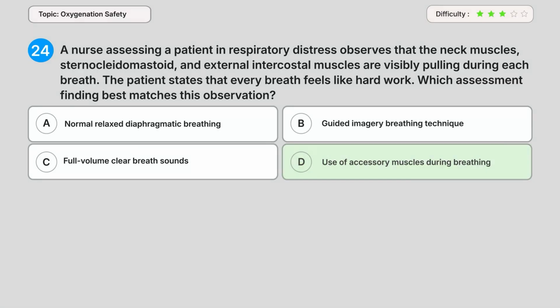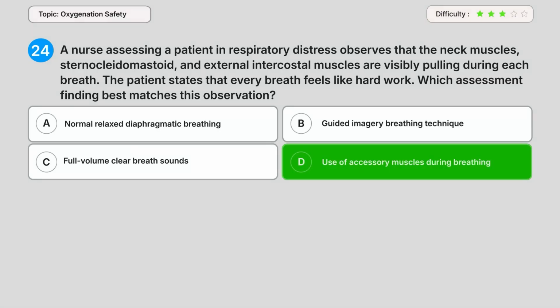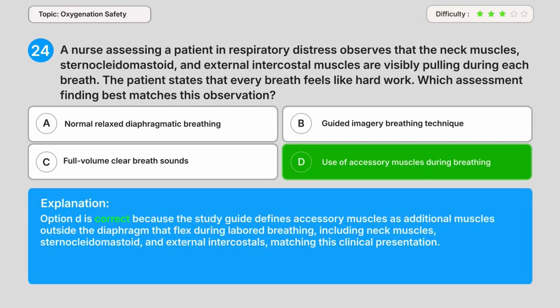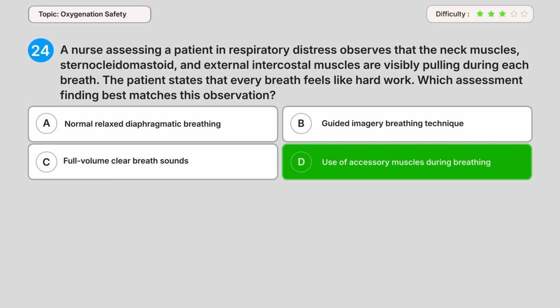Correct answer. D. Use of accessory muscles during breathing. Option D is correct, because the study guide defines accessory muscles as additional muscles outside the diaphragm that flex during labored breathing, including neck muscles, sternocleidomastoid, and external intercostals, matching this clinical presentation.